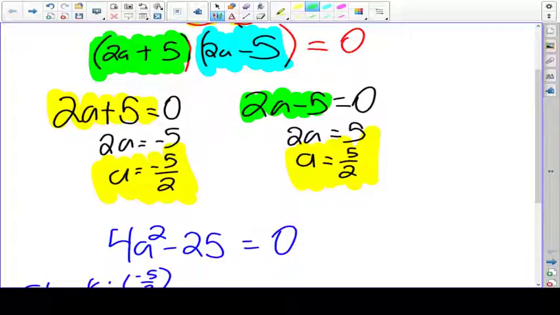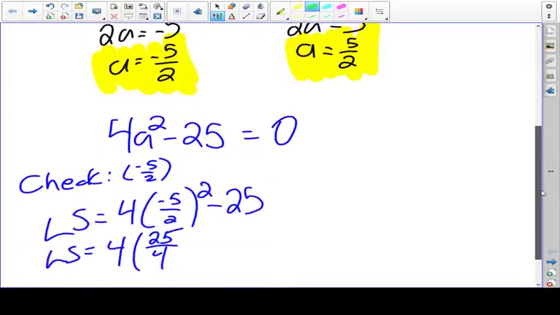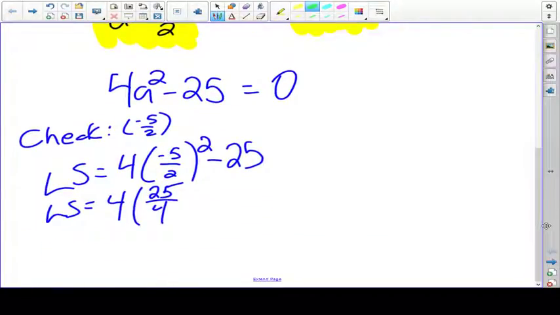After finding the roots, it asks us to verify the solutions. So that's this next part, the check. We take a look at the original question, 4a squared minus 25 equals 0. And we're going to start with negative 5 halves. We're going to plug it in every place we see an a on the left side of the equation. So when we do that, we get here. Negative 5 halves squared is 25 over 4, and then we'll go minus 25.